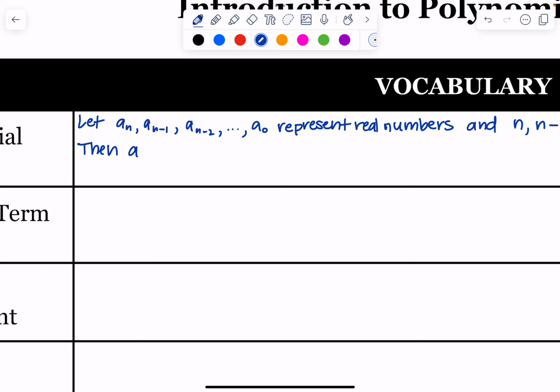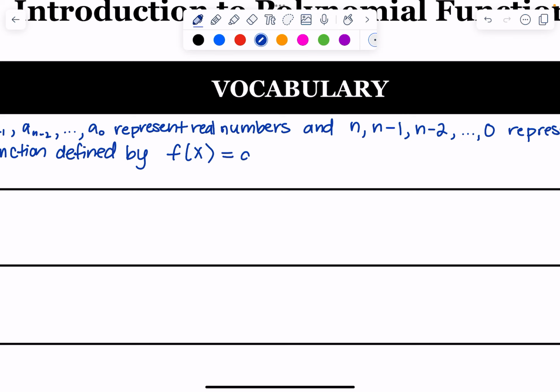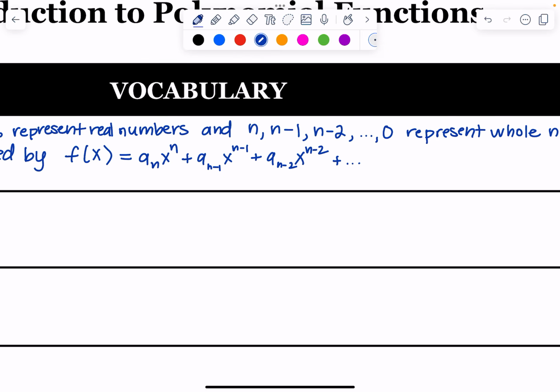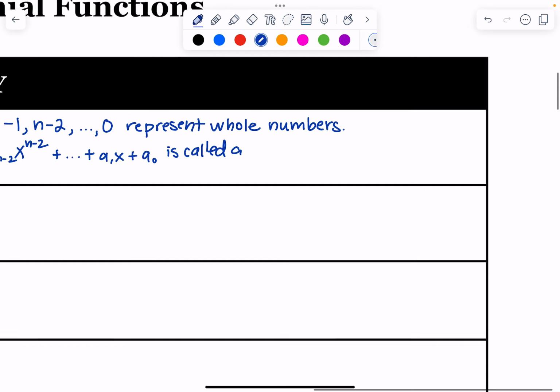Then a function defined by f of x equals a sub n x to the n plus a sub n minus 1 x to the n minus 1 plus a sub n minus 2 x to the n minus 2 plus, plus a1 x plus a0 or a naught is called a polynomial function.